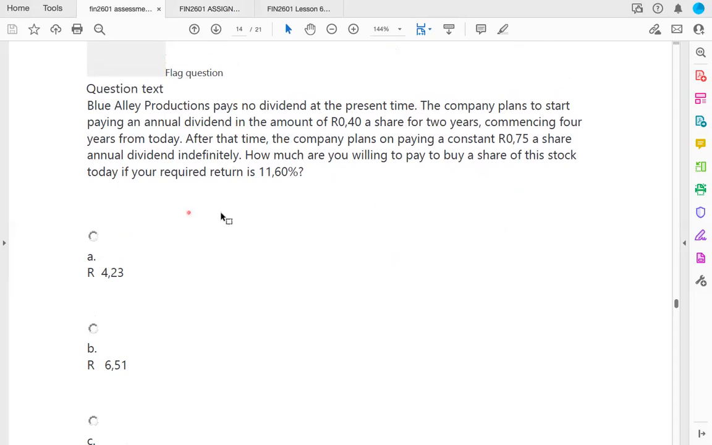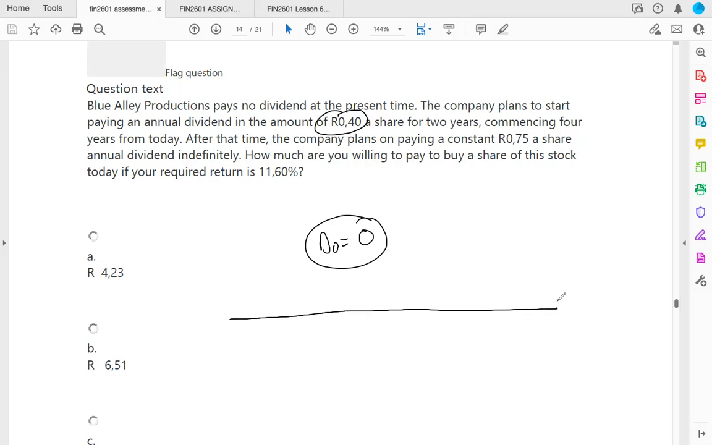So this question says Blue Early Productions pays no dividend at the present time. So that means that currently there is no dividend. The company plans to start paying an annual dividend in the amount of 40 Rand a share for 2 years. So they plan to start paying an annual amount of 40 Rand a share for 2 years, commencing 4 years from today. So it's always important to draw a timeline so that we can depict all this information that we are being told, just to make sense of it. A timeline always helps.